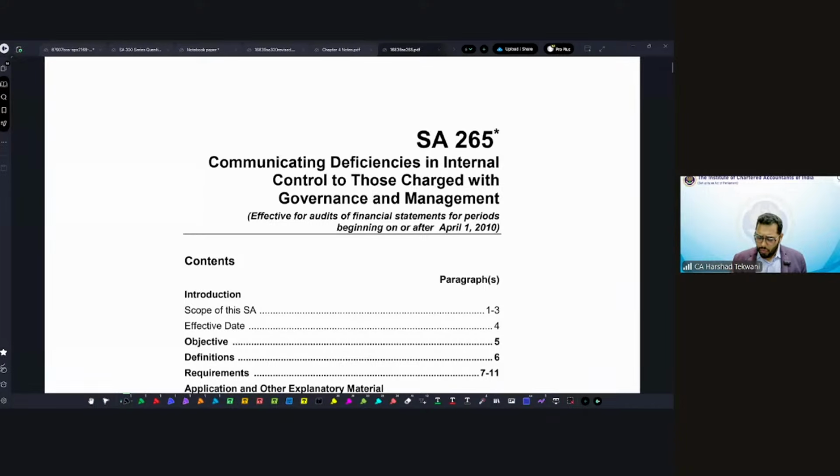The second question is why I am saying deficiency, not misstatement. Why am I not saying communicating misstatements in internal controls? As an auditor, I should be worried about misstatement, yes or no? But why am I going to the deficiencies? Why am I using a different term? Why can't I use the term misstatement?